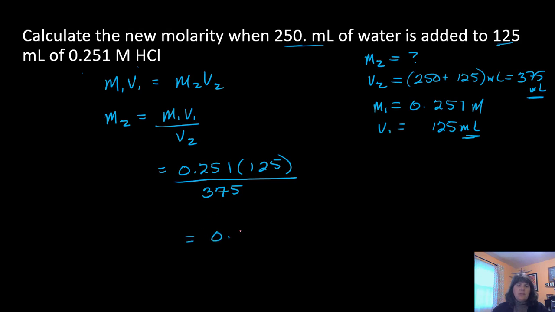To 3 sig figs, 0.0837 molar solution of HCl. Which then you want to ask yourself, did this make sense? We started with a 0.251 molar solution. We added water, so did the molarity come down? And in this case, the answer is yes. Yes, it did.